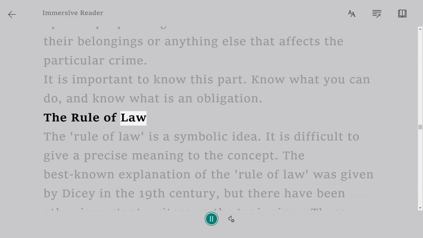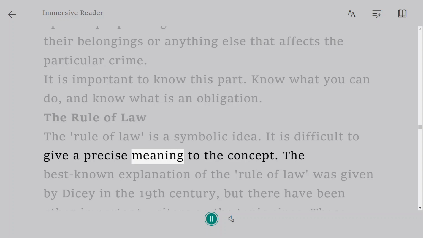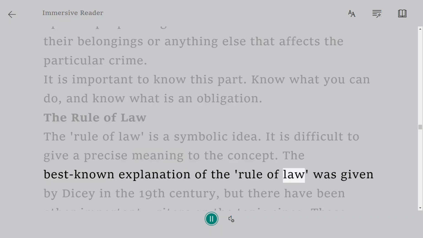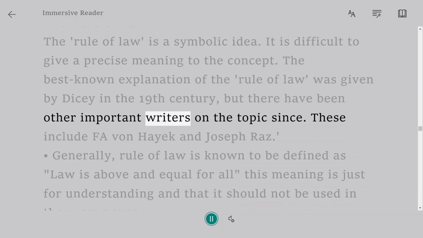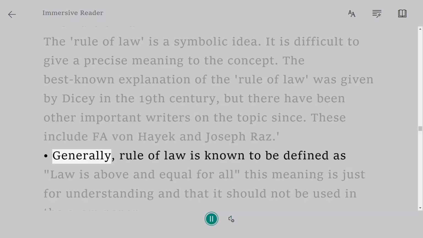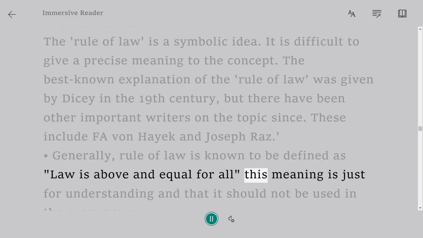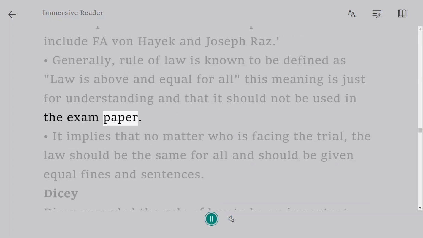The rule of law. The rule of law is a symbolic idea. It is difficult to give a precise meaning to the concept. The best-known explanation of the rule of law was given by Dicey in the 19th century. But there have been other important writers on the topic since. These include F. A. von Hayek and Joseph Raz. Generally, rule of law is known to be defined as law is above and equal for all. This meaning is just for understanding and should not be used in the exam paper.